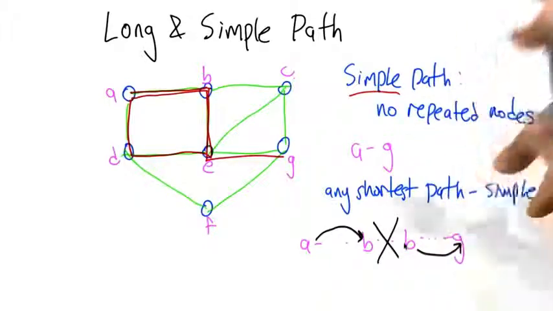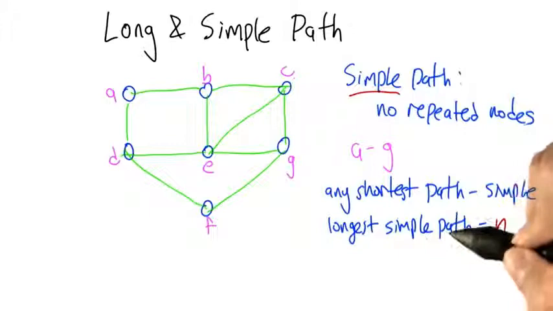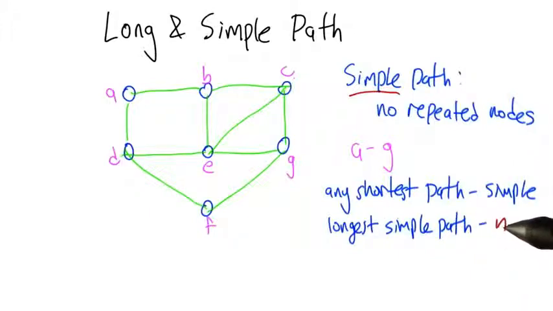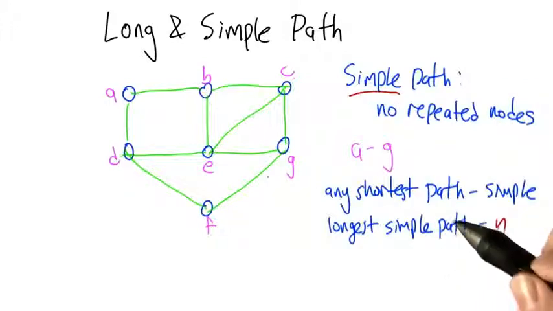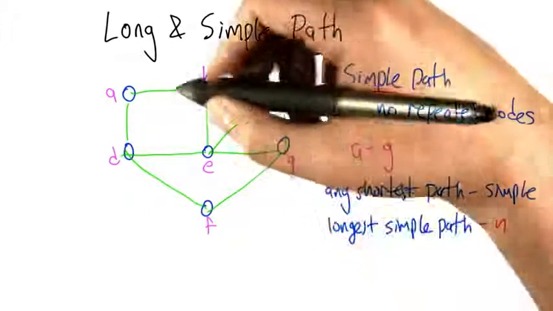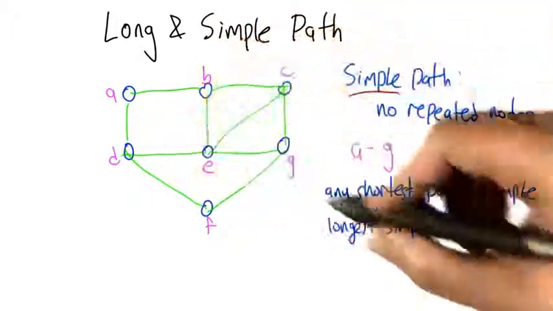So that's a contradiction. Now the longest simple path that you can have has at most n nodes on it, because there's only n nodes in the graph and we're not allowed to repeat any. So the longest simple path is of length n. This graph has 7 nodes.